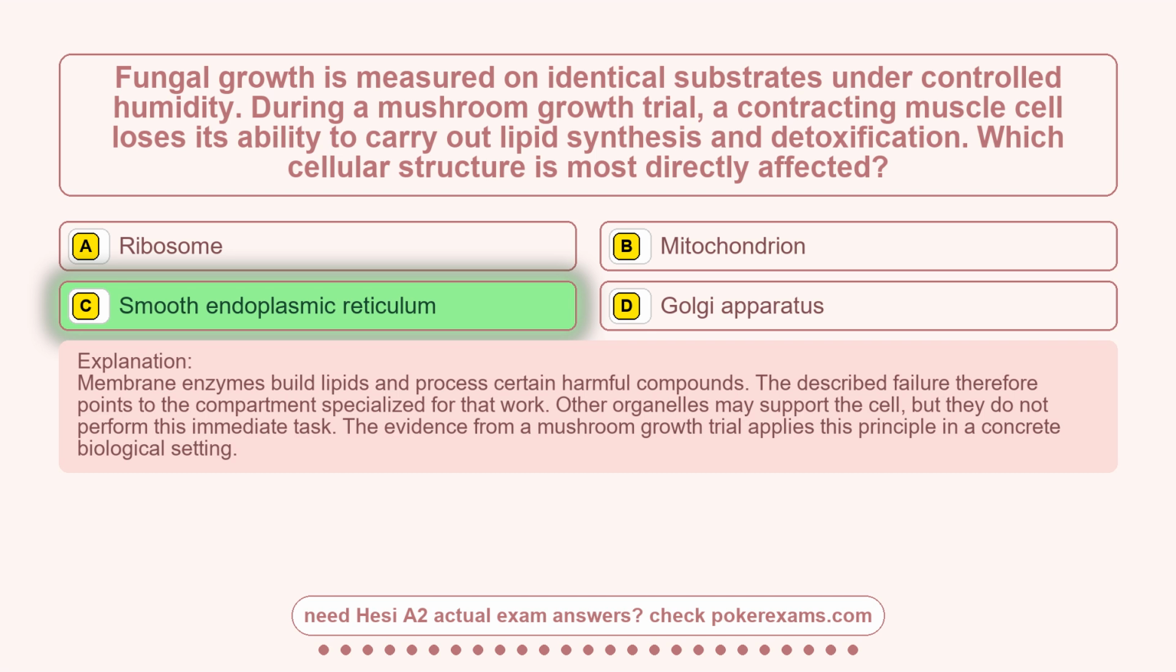Membrane enzymes build lipids and process certain harmful compounds. The described failure therefore points to the compartment specialized for that work. Other organelles may support the cell, but they do not perform this immediate task. The evidence from a mushroom growth trial applies this principle in a concrete biological setting. Question 20.